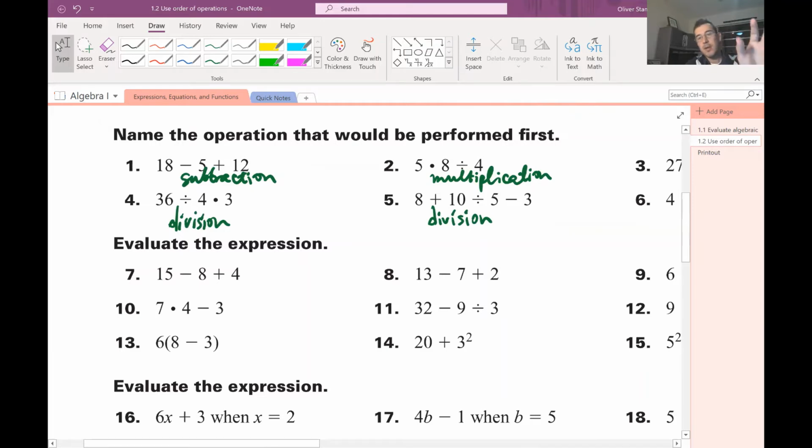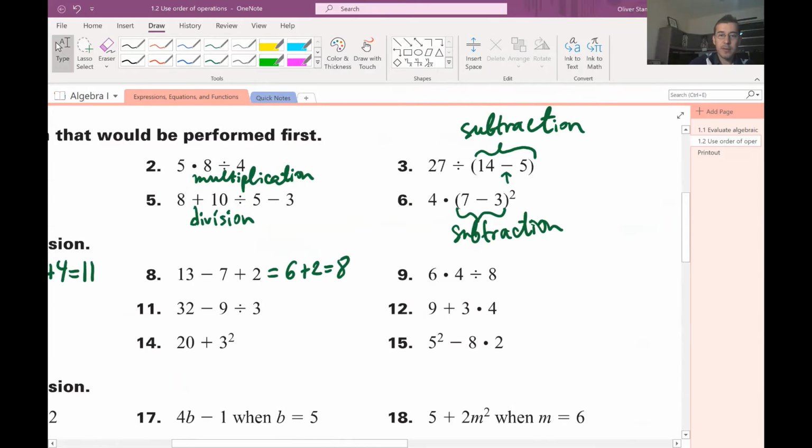Number 7, evaluate the expression. So this is subtraction and addition. So we do left to right. 15 minus 8 is 7, plus 4, that's 11. Number 8, 13 minus 7. This is subtraction and addition, so it's left to right. 13 minus 7 is 6, plus 2 is 8.